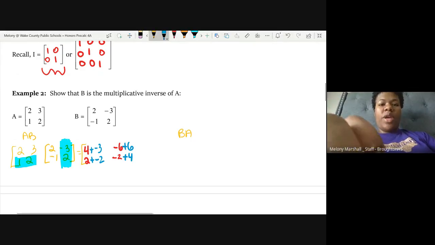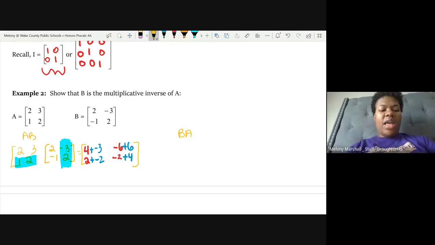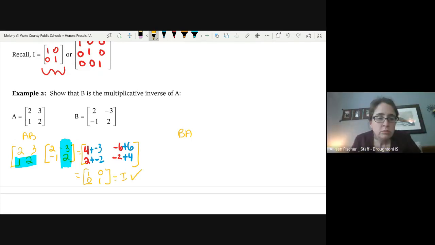And then we close up our matrix, and you actually have to add it together. And so final answer, you end up getting [1, 0; 0, 1]. Ta-da! It is indeed the I matrix, so that works.